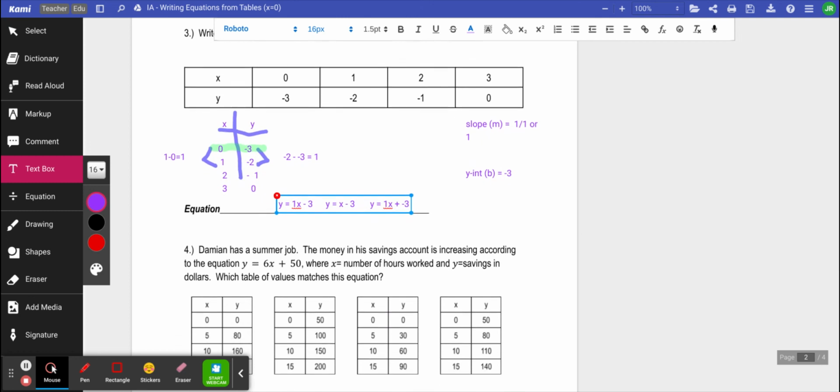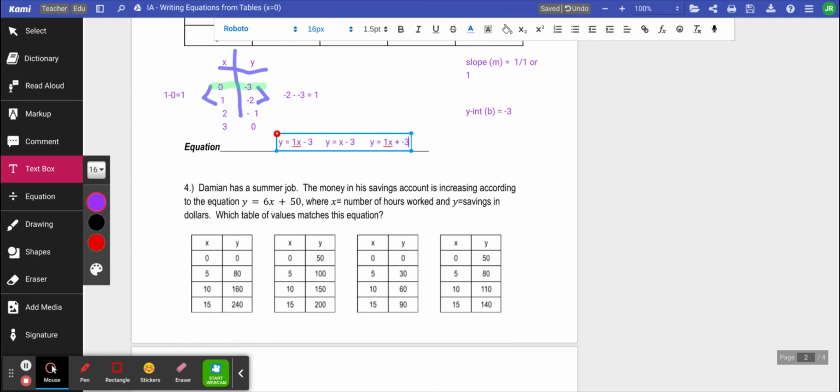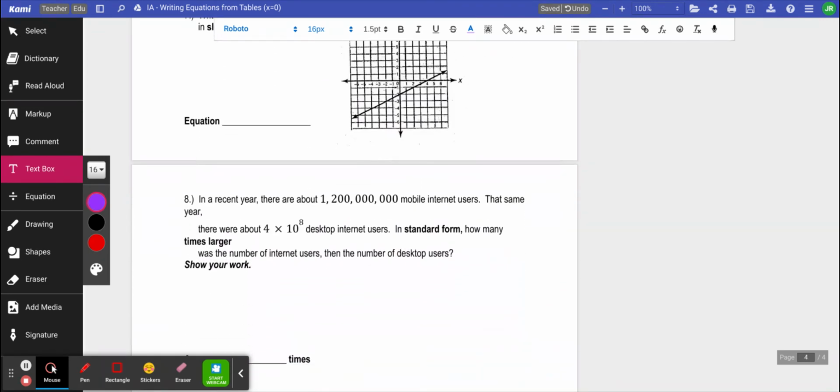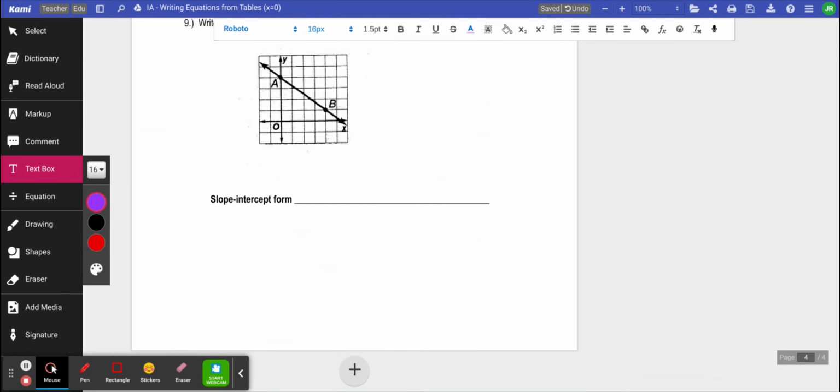So you're going to do 2. You're on number 4, you're going to pick which one is the right table that matches that equation, okay? And then you got a whole bunch of review questions. All right, you guys, you have plenty of work to do.